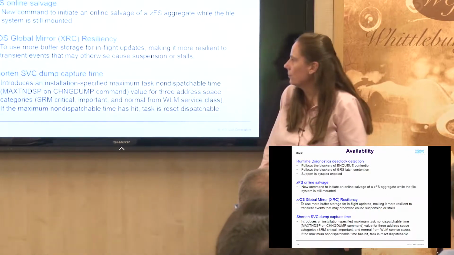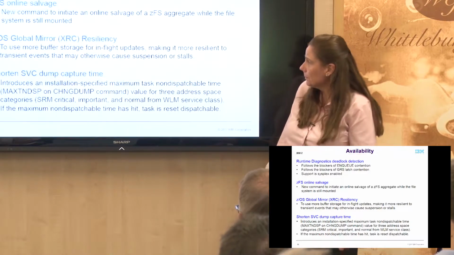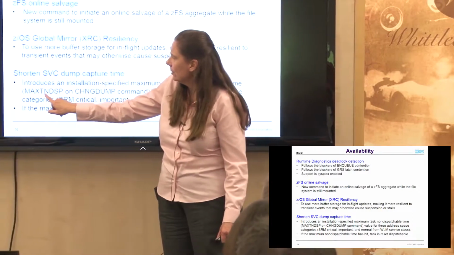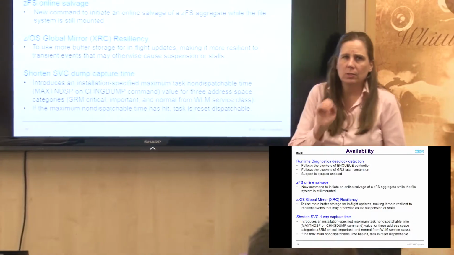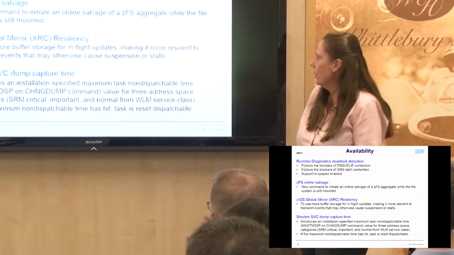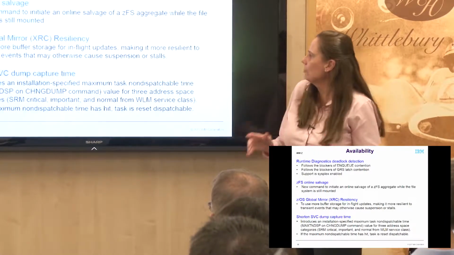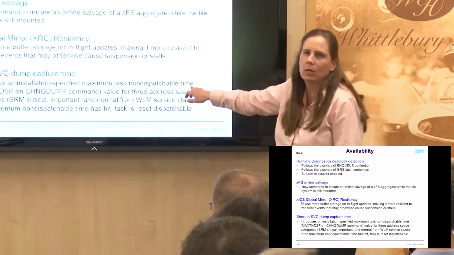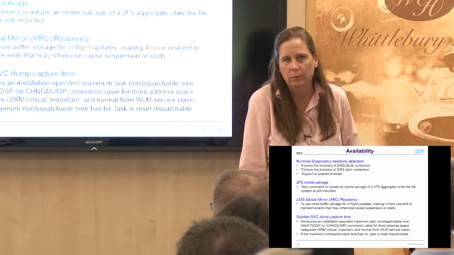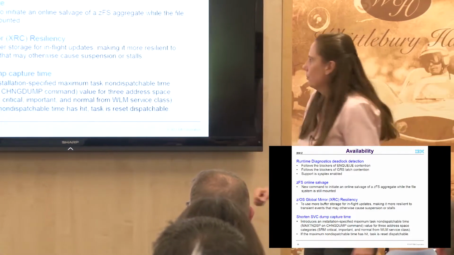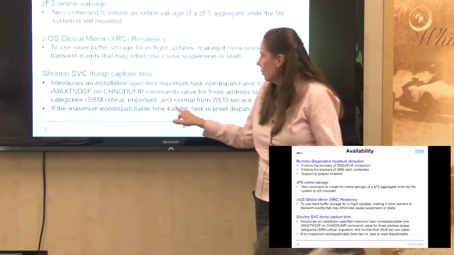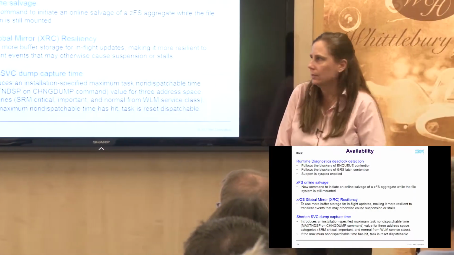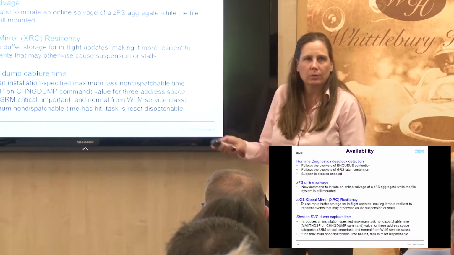Okay, shorten SVC dump capture time. On the change dump command, we have a new parameter called max task non-dispatchable. That's a time that you specify, and that means this is the amount of time that this kind of category can remain non-dispatchable so that I can continue on with my life here. Okay, so there's 3 categories. There's SRM critical, important, and normal. And you specify what you want for max task non-dispatchable. That's all in the system commands book.